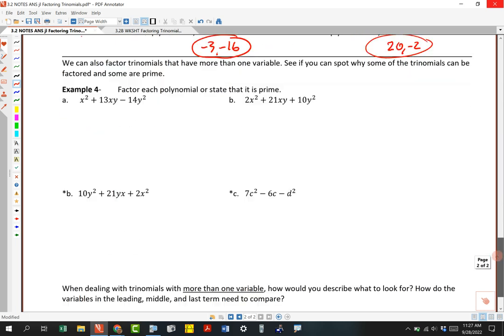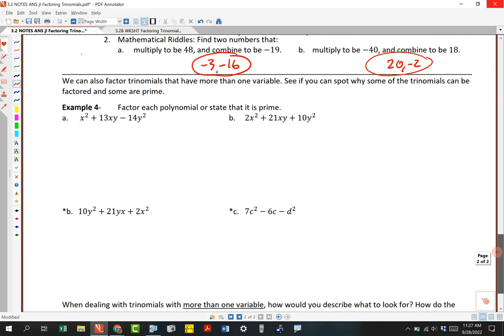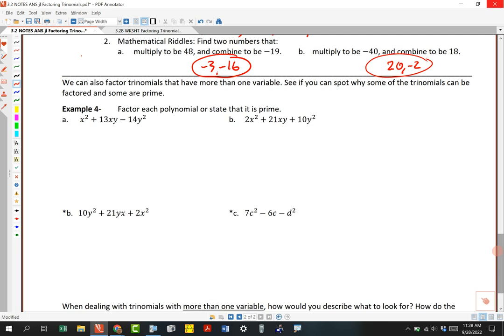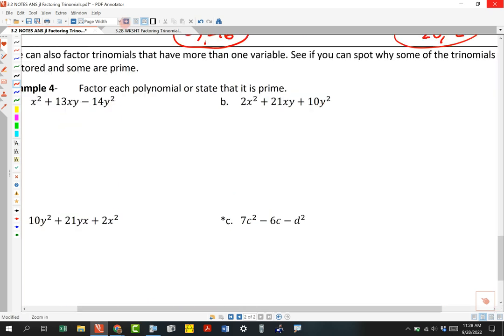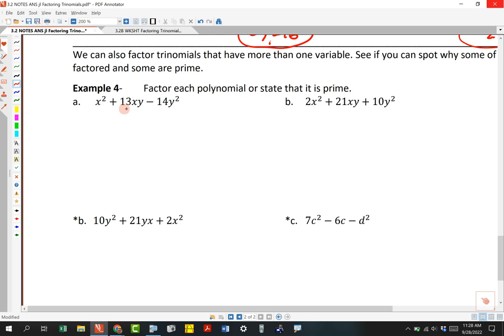So what we're going to do today, I think we've only got 4 problems to do here. They're just a little bit different. They're still trinomials. They've still got some quadratics in here, but they're a little bit different. So I want you to take a look at this one. X squared plus 13xy minus 14y squared.